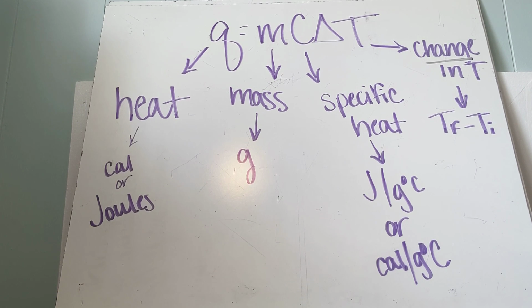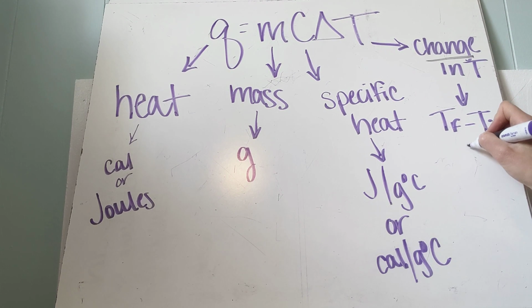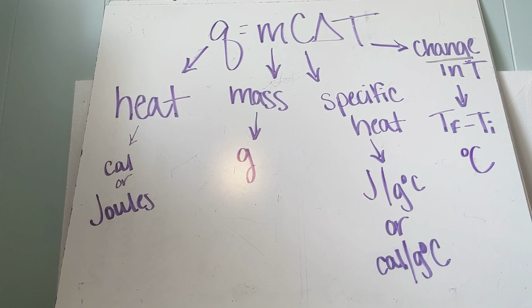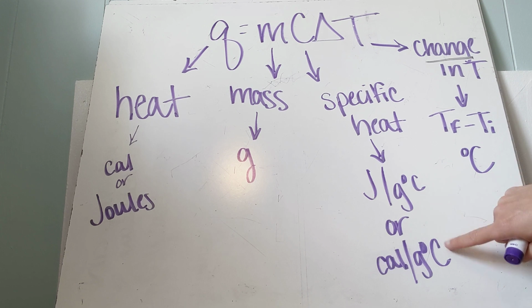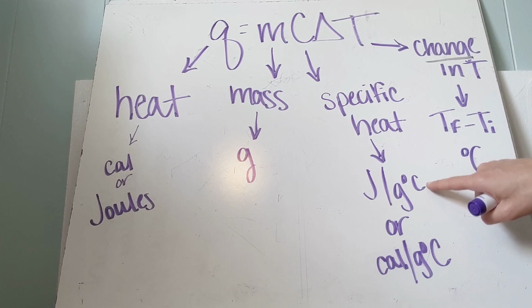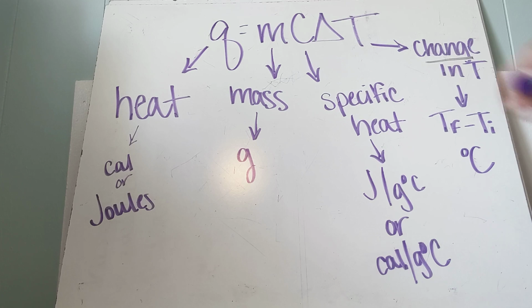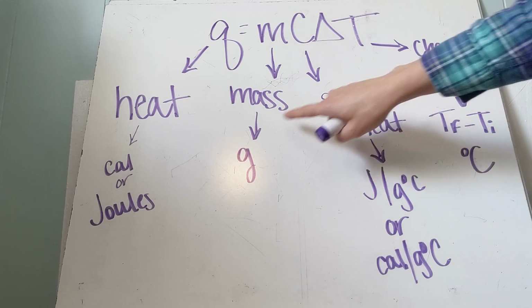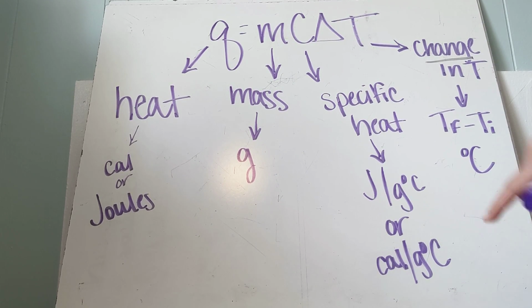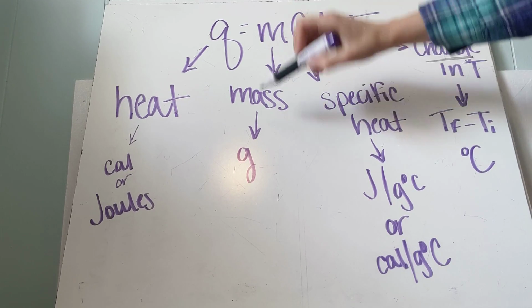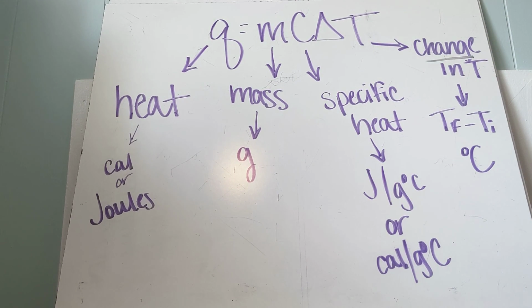To go back for just a second, change in temperature will be in degrees Celsius. The reason we're using degrees Celsius and not Kelvin is because our specific heat is in either joules per gram degrees Celsius or calories per gram degrees Celsius. We're going to need all of our variables to cancel. M in this case is for mass, and our mass is going to be in grams. Notice it's in grams, not kilograms. So if you're given or asked for kilograms, you will need to convert.